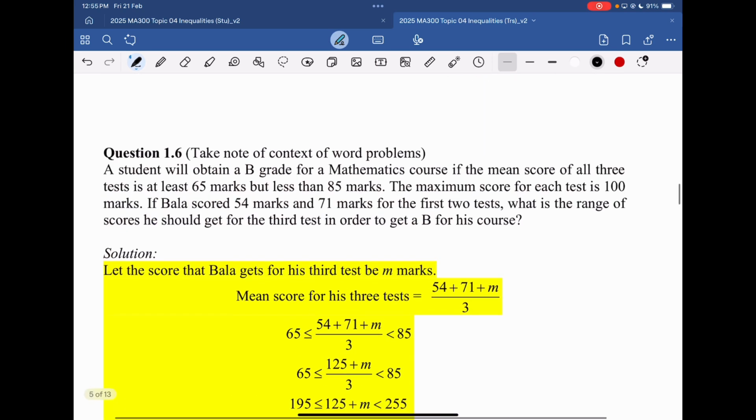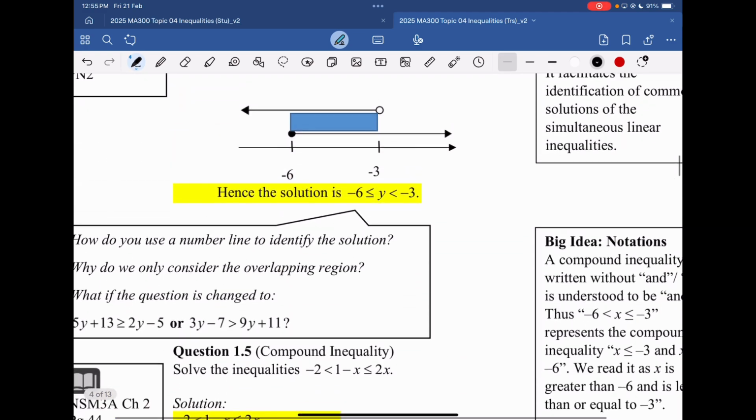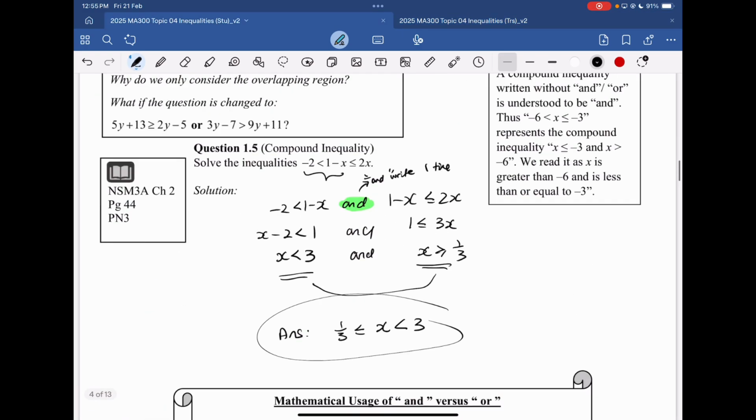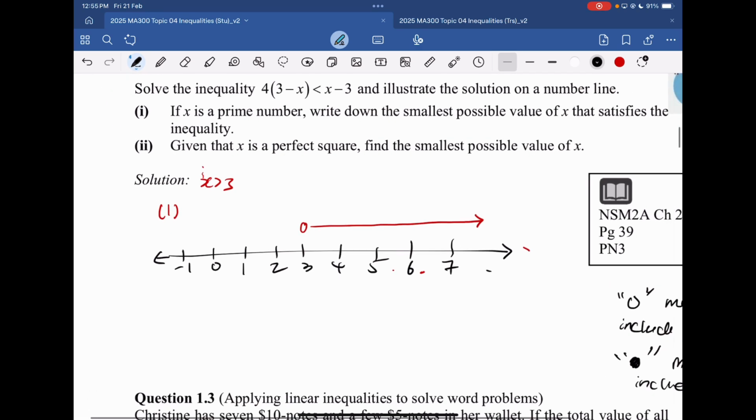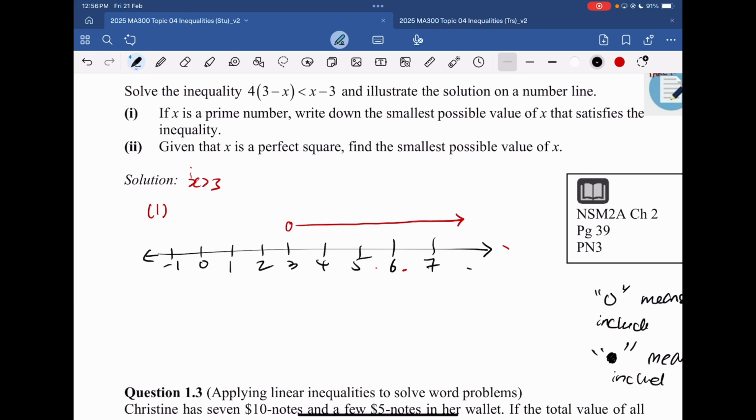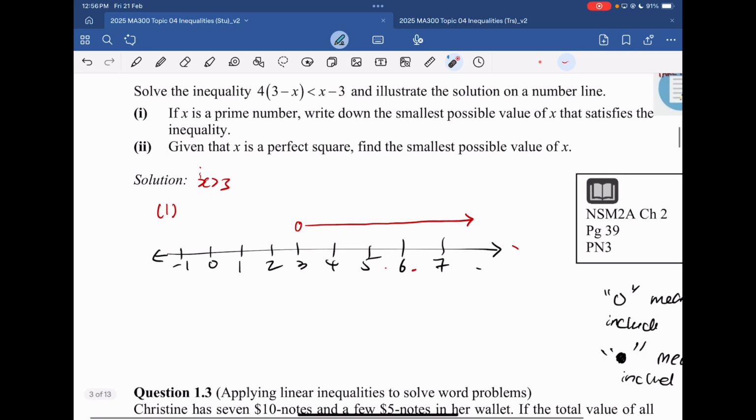So now you got x more than 3, right? Now x more than 3, how do you draw the number line? You go to the number line, just like a normal primary school number line. You write the smallest to biggest, left to right. Then x more than 3 means you are talking about the values that go to the right side. So all the values here will satisfy: 4, 5, 6, 7, 8, 9, 10.